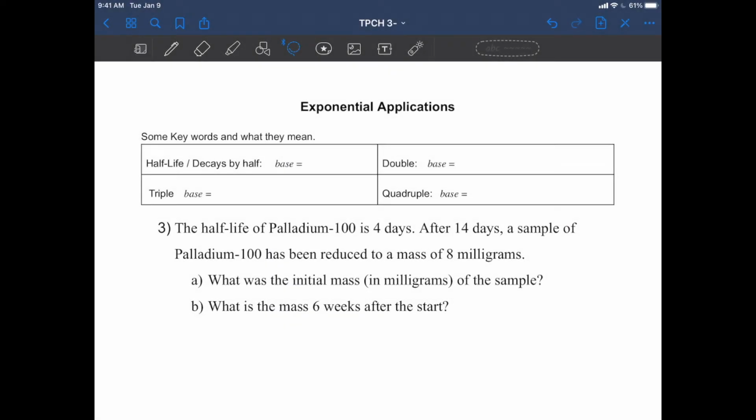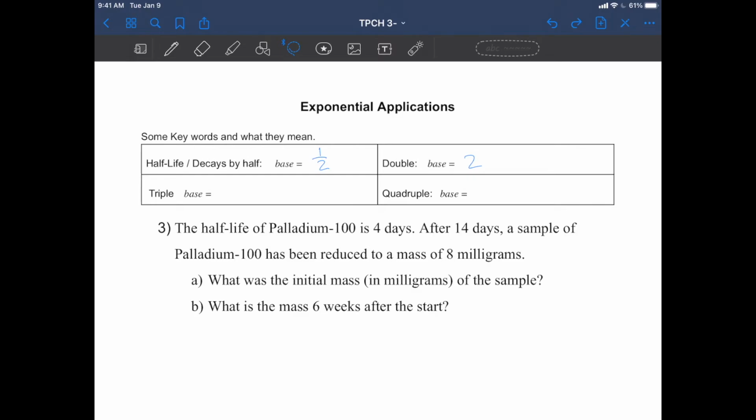Okay, so here are some more exponential applications and some keywords and what they mean. Half-life, or something that decays by half. The base is going to be 1/2, okay? That's the number we're going to be multiplying the original value by each time. We're going to be multiplying by half if something keeps decaying by half. If something is doubling, then that means the base is going to be 2.